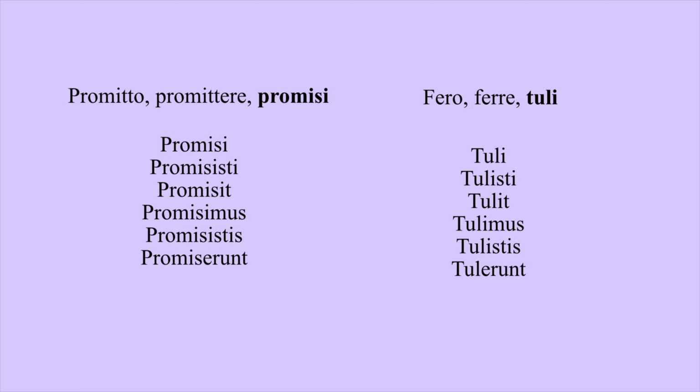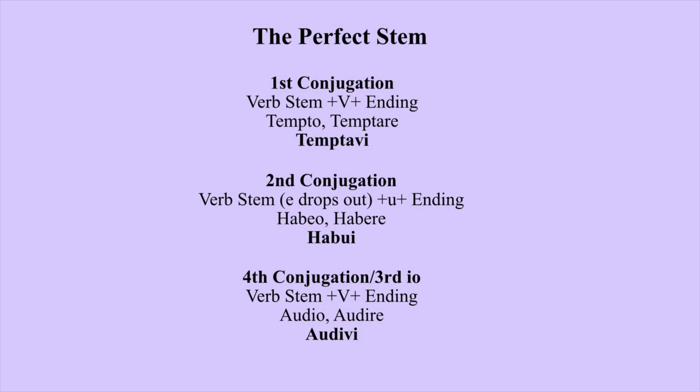Now, how do we create the perfect stem? For the first conjugation, this is a very repeated pattern, so this will be the same for all of our first conjugation verbs. We're going to take the stem, add V, and then add our endings: -i, -isti, -it, -imus, -istis, -erunt. So for example, for the verb tempto, temptare, we're going to take that infinitive form temptare, chop off the RE, so we're left with tempta-, add the V, and then the endings: temptavi, temptavisti, temptavit, temptavimus.